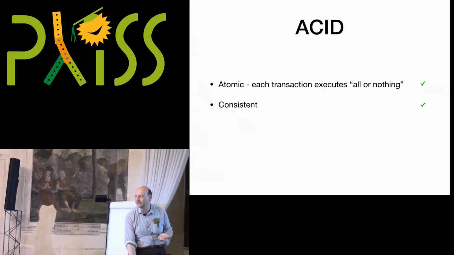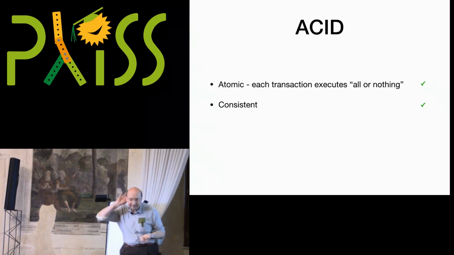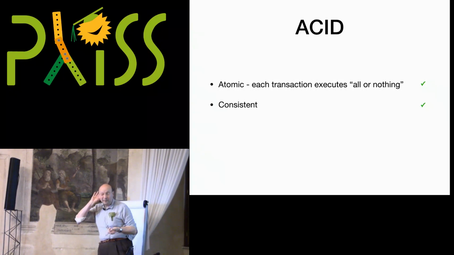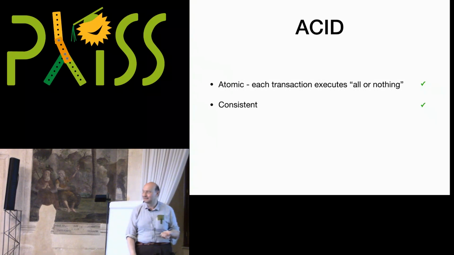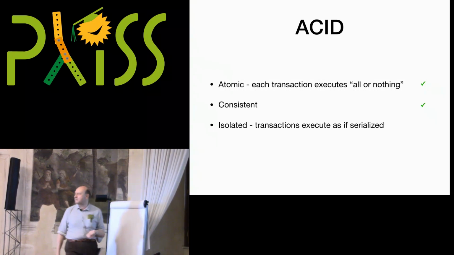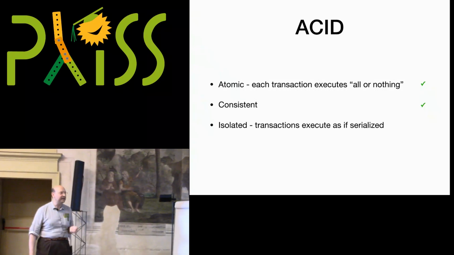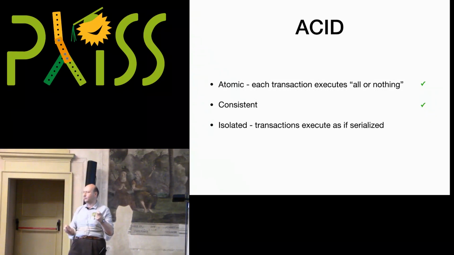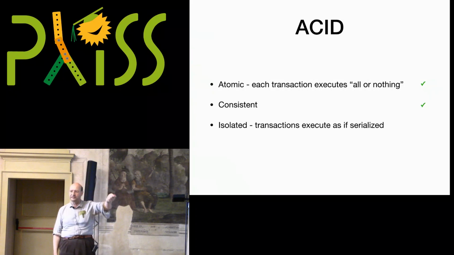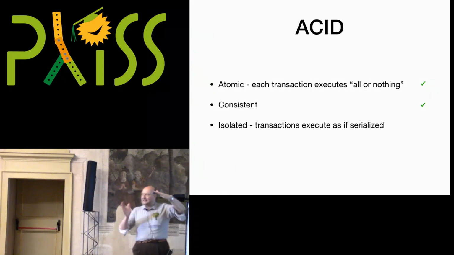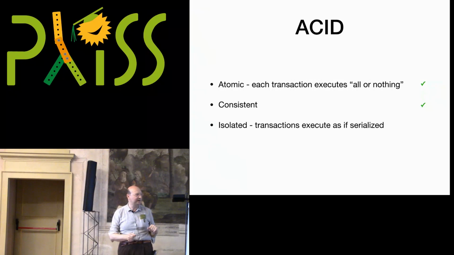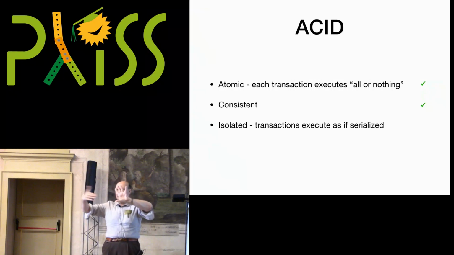What's the I? Anyone? No. The I is the one no one remembers. It's isolation. The notion that transactions execute as if serialized. What you see in one transaction is as if you took a snapshot at the beginning of the transaction. You run the transaction as if nothing else was executing concurrently. And when it commits, then that state is logically the state of some other transaction.